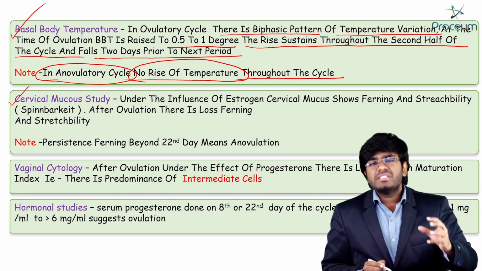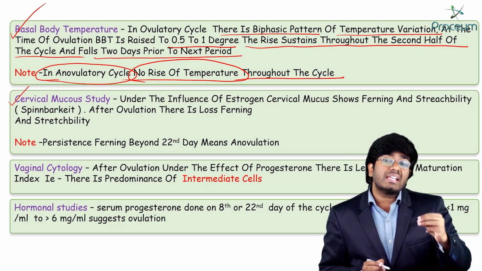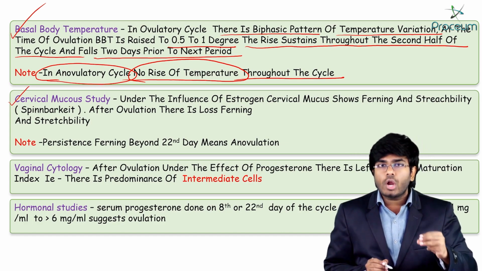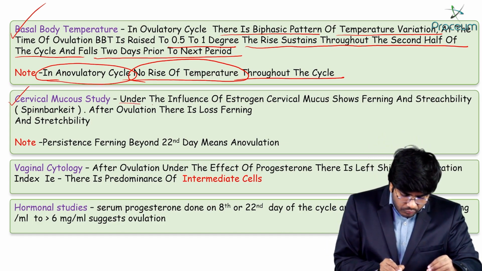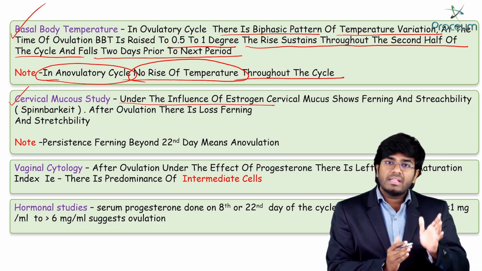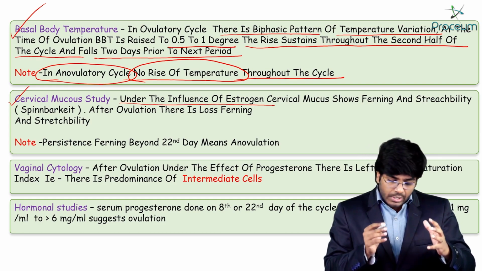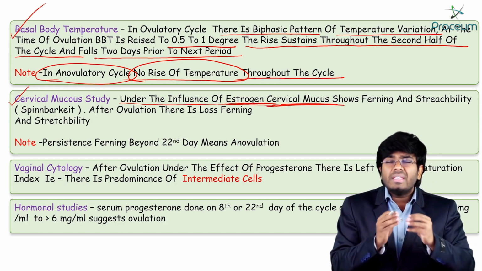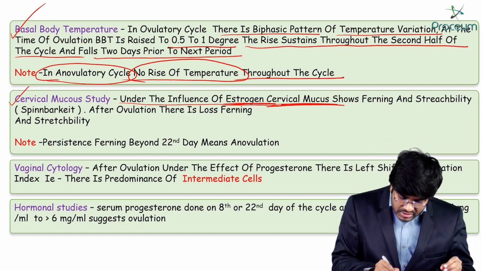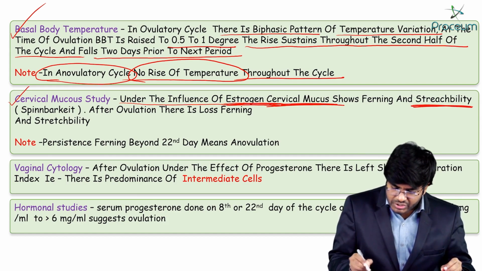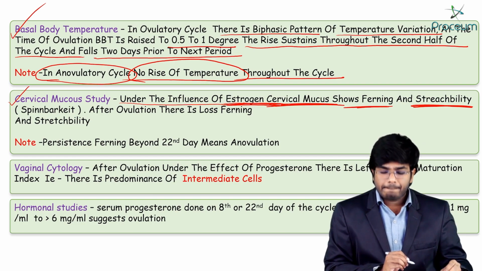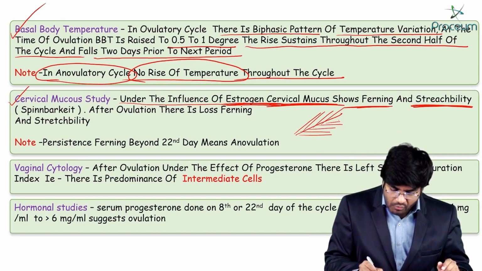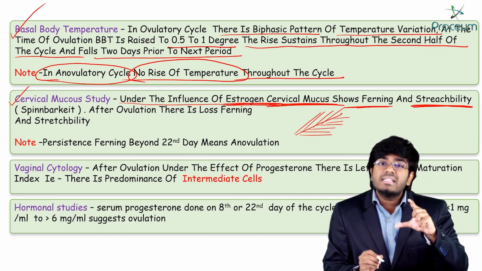Now let's see, by checking the cervical mucus consistency, we can know whether the female has ovulated or not. How, sir? Under the influence of estrogen, that is the first half of the cycle, the estrogen-predominant proliferative phase, estrogens make the cervical mucus easily stretchable and it shows ferning. You can see a fern kind of pattern. I think most of you guys know it, right? Ferns, plants. Ferning can be seen and the cervical mucus is easily stretchable.